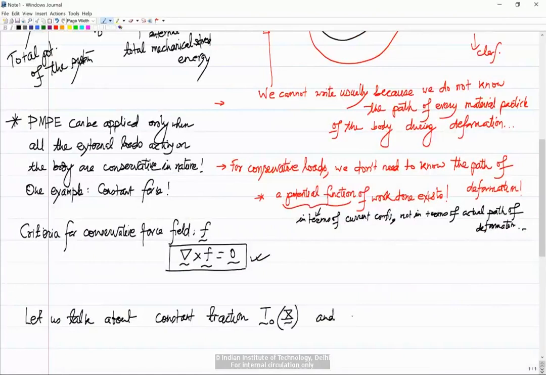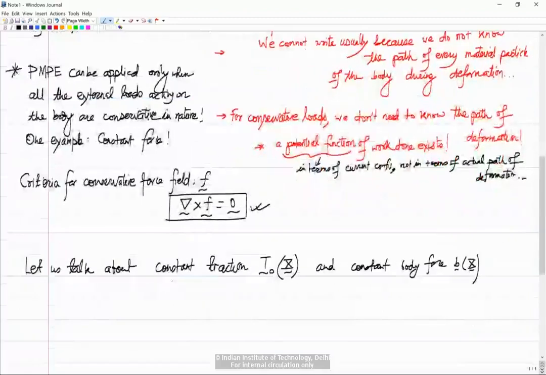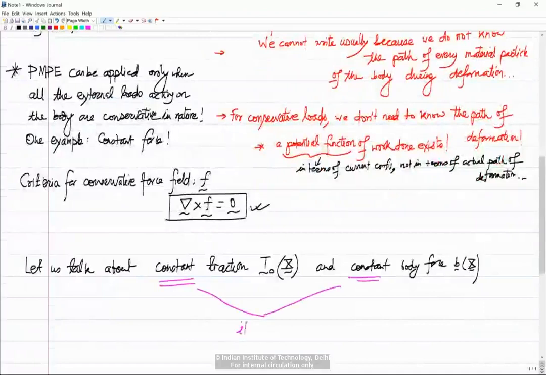And see, constant meaning it is independent of the configuration. It can vary as a function of big X, but it is independent of the configuration. So I'll make it more clear here. So this constant, it means it is independent of the configuration.